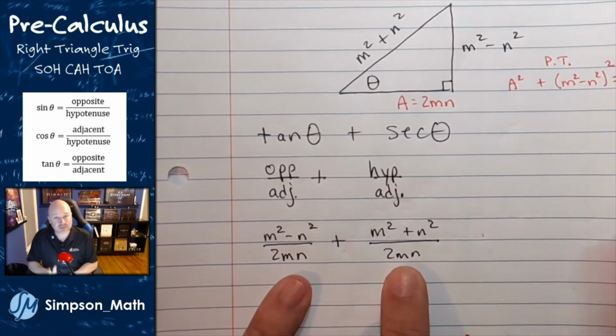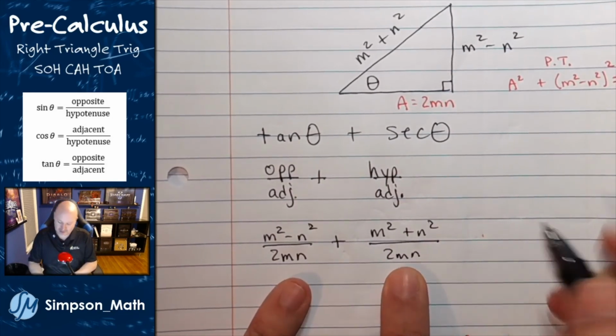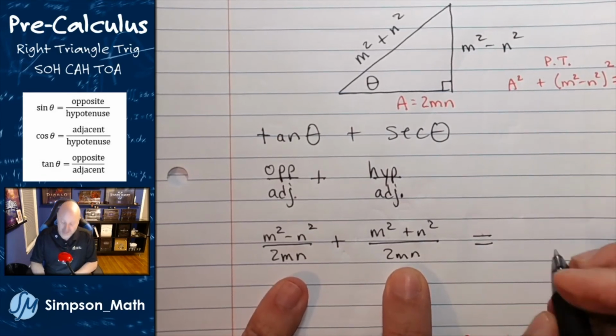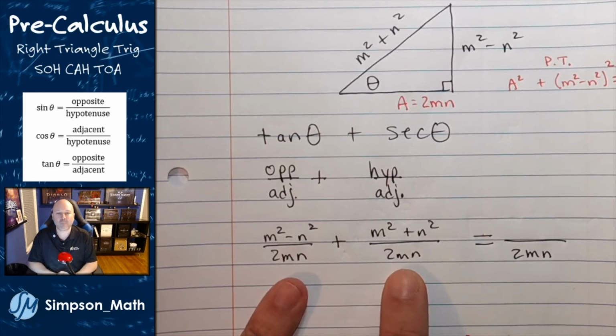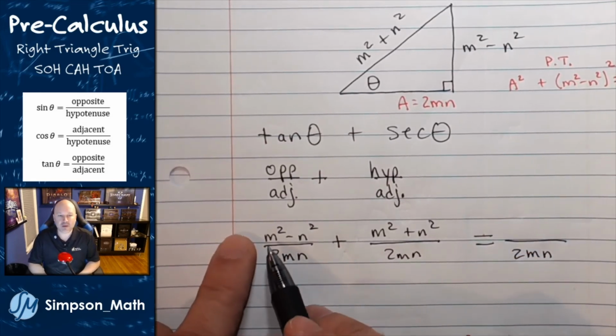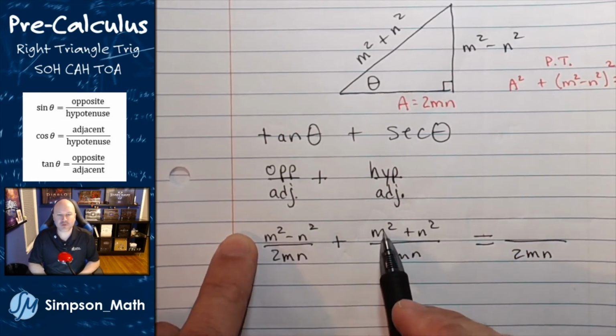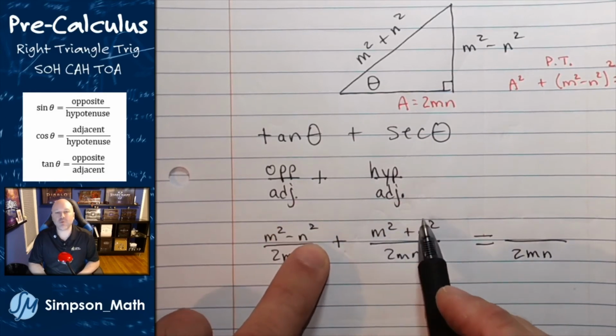Oh, thank you, Mr. Simpson, for giving me at least a common denominator, so that when I add these two fractions together, the common denominator will stay the same. Oh, and these are like terms. l m squared plus l m squared is 2 l m squared, and the n's will cancel each other out.